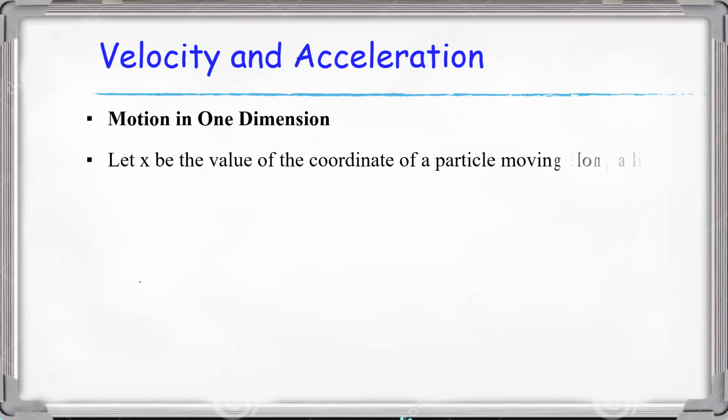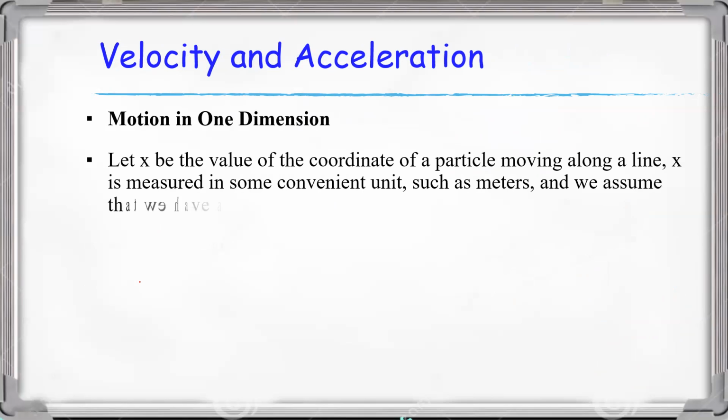Then we go to the velocity and acceleration. For simplicity, we take only the motion in one-dimensional case. Now, let x be the value of coordinate of a particle moving along a line. That is, the particle is moving only in one dimension, let it be in the x direction. And x is measured in any convenient unit, let it be meter, kilometer, centimeter, etc. For our convenience, let it be meter.